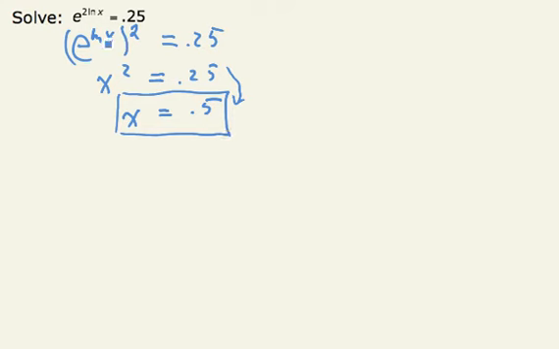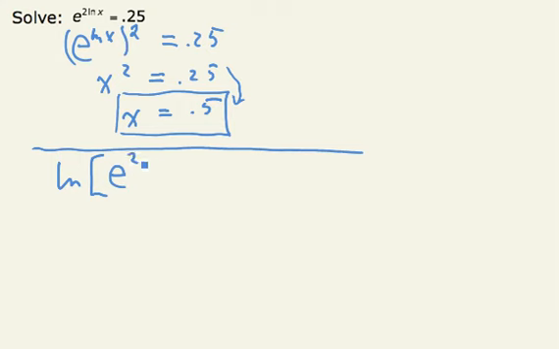What happens if you didn't notice this maybe subtle looking trick? Another process would be to take the logarithm of both sides of this equation. I can change this exponential statement to a logarithmic statement. So if I take the natural log of e to the 2 times the natural log of x, that must be equal to the natural log of 0.25.